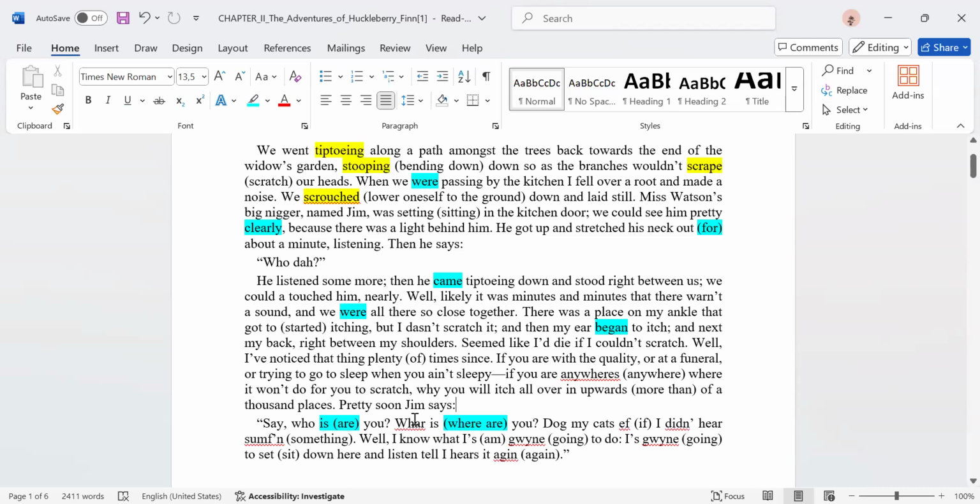And then Jim says, so yeah, Jim says right there. So I think based on what Jim said, he finally sat down and he will keep listening until he hears the sound again. I'm not really sure what sound he is referring to. Is it the sound that Tom and Huck made previously, the hoot? I think that might be it though.